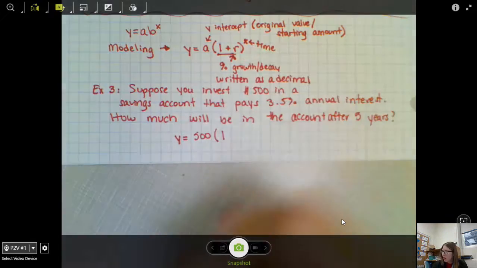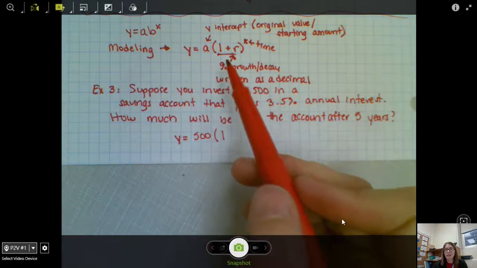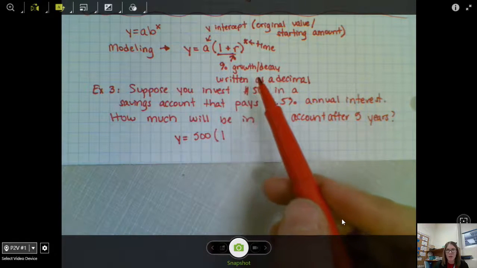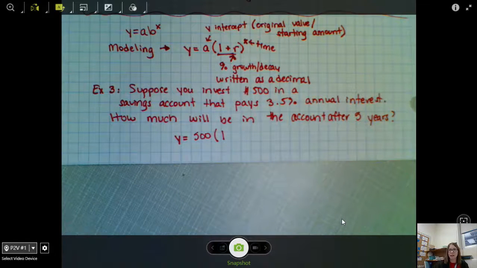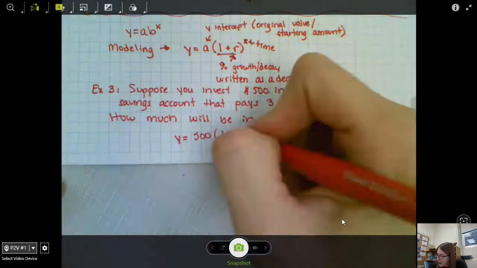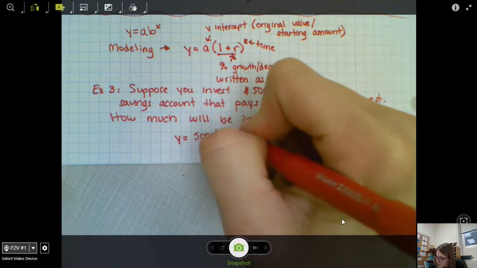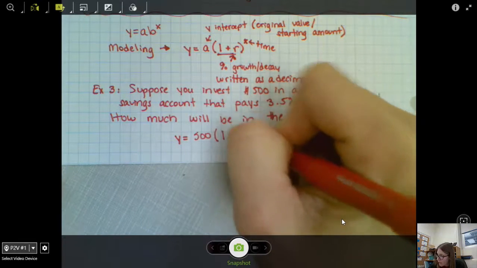And then 1 plus r. Let's think about what r is going to be. It's my percent written as a decimal. And we have a 3.5% annual interest. Think about how we can write 3.5% as a decimal. To change a percent to a decimal, we have to move our decimal point 2 places. So that 3.5%, it's increasing, so it's plus 0.035.